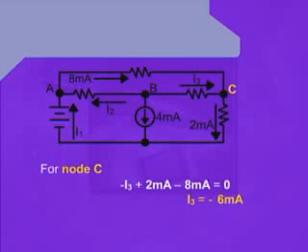Rearranging this equation, we can write I3 is equal to minus 6 milliamperes.